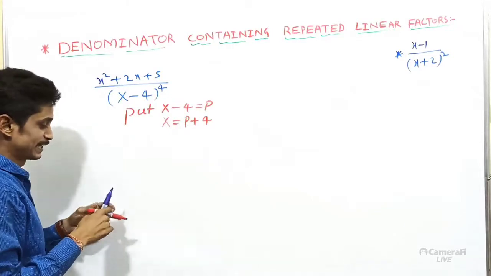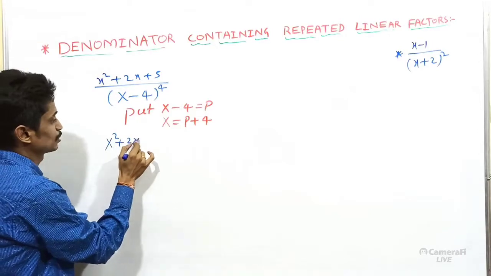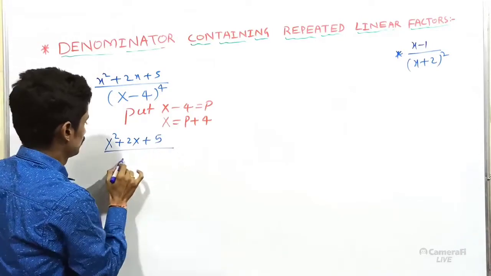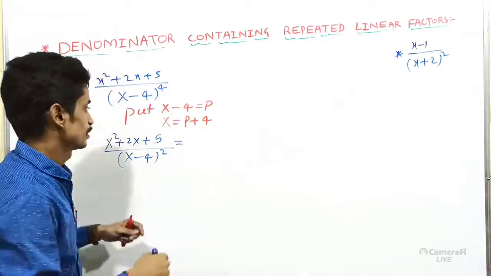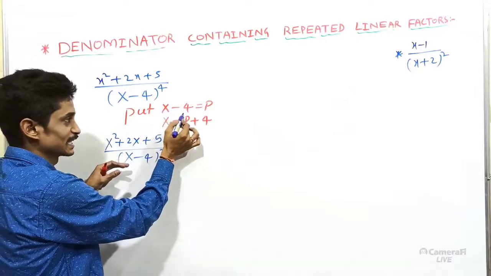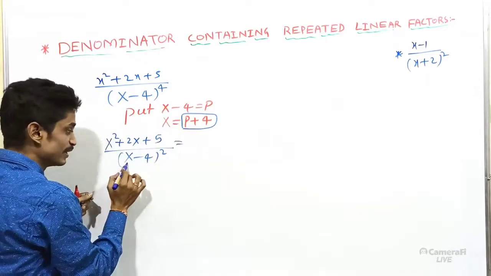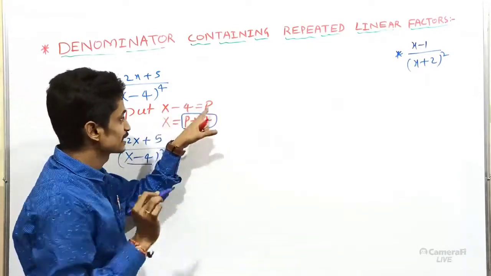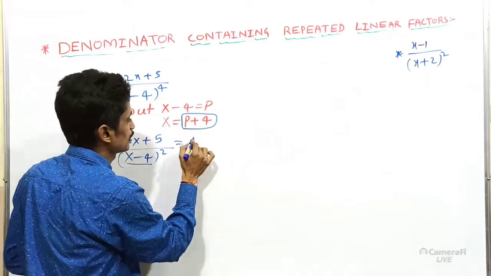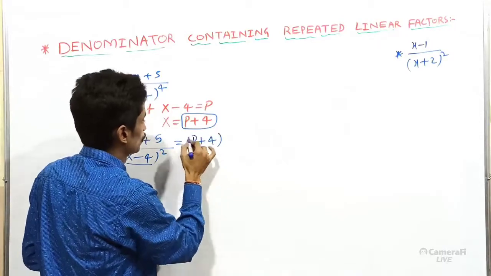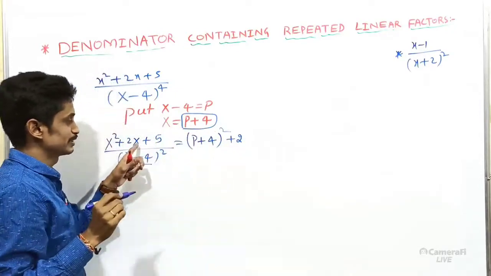Look at this one, the denominator, and go to the question, that is x square plus 2x plus 5 upon x minus 4 whole square is equal to, what I am replacing, wherever x is there I need p plus 4. Wherever x, there p plus 4. Where I have x minus 4, in that case we are replacing with p. Let us start now. X means what? That is p plus 4. Power is whole square. Next, the middle term, 2 times of x.